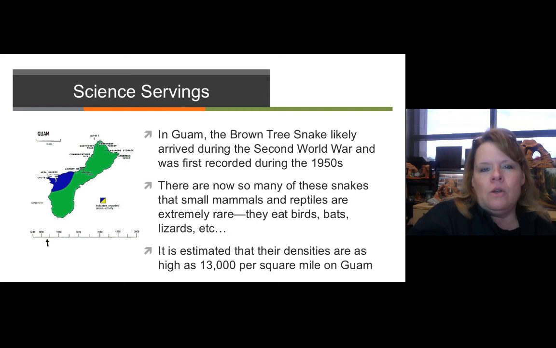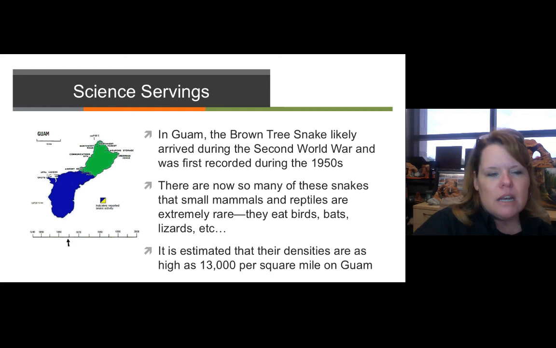In Guam, the brown tree snake likely arrived during the Second World War and was first recorded in the 1950s. There are so many now of these snakes that small mammals and reptiles are extremely rare in Guam, because they eat birds, bats, lizards, etc. So eventually you may get so many of them and an ecological threshold succeeded and they die off, allowing for hopefully these animals to return if any are reintroduced into the population. It is estimated that their densities are as high as 13,000 per square mile on Guam.